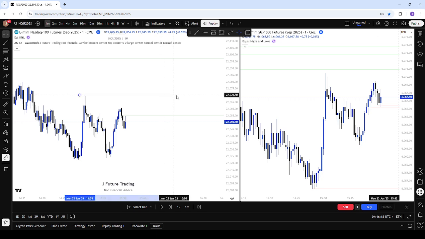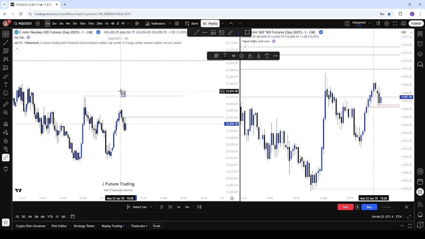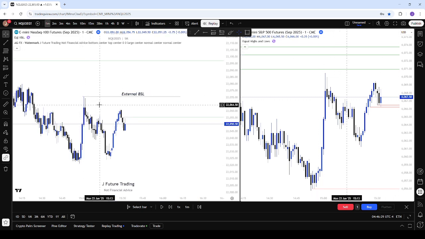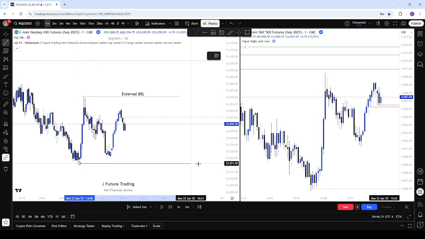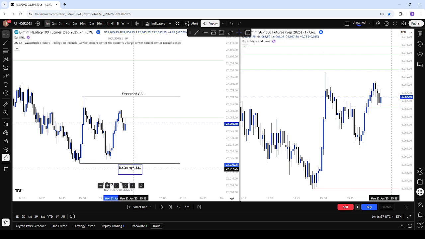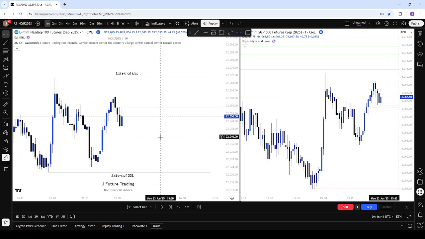So we're currently in this leg, right? So this is what we would call external buy-side liquidity, okay? And we'll mark down the bottom part down here as the external sell side liquidity, okay? So we got our two targets here, which is external buy side, external sell side liquidity.